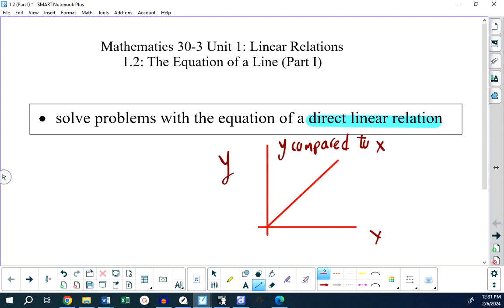So what we are doing today is learning how to find the equation of that line and use the equation to answer some questions. We've had lots of practice dealing with direct linear relations. We've solved problems, we've done graphs, we've done tables of values, but now we're going to be using an equation.